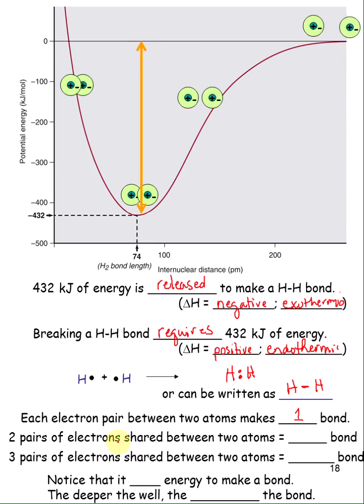Now if we have two pairs of electrons shared between two atoms, that's a double bond. So we said this was a single bond. And if there's two, there's a double bond. And if there are three pairs of electrons between two atoms, this is a triple bond.